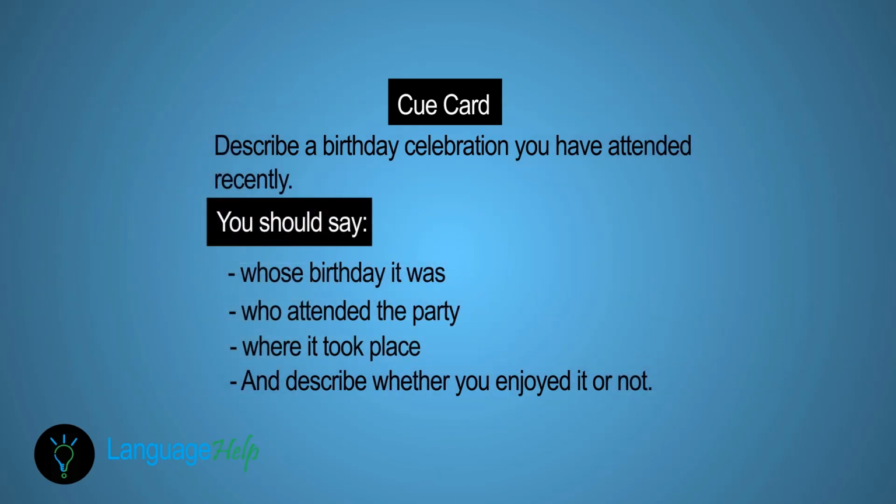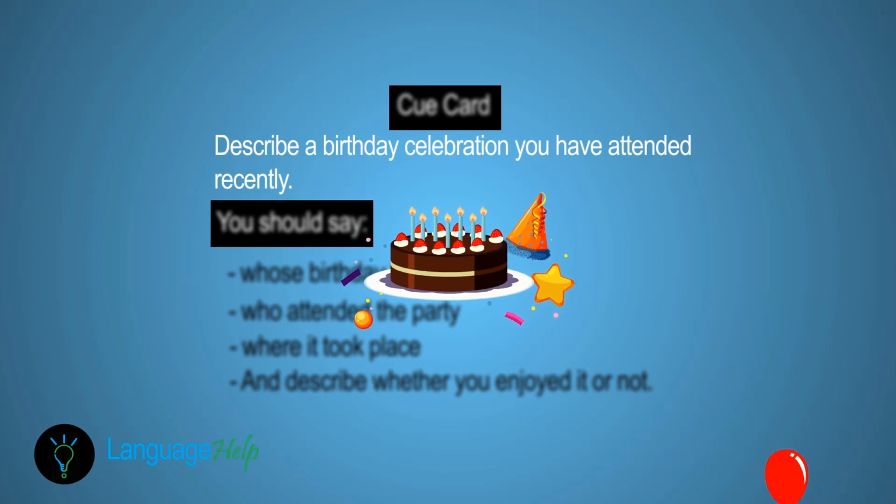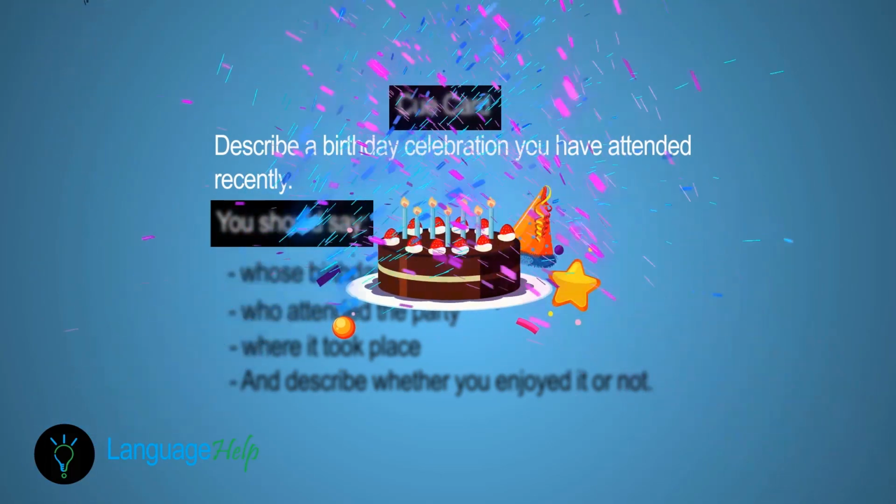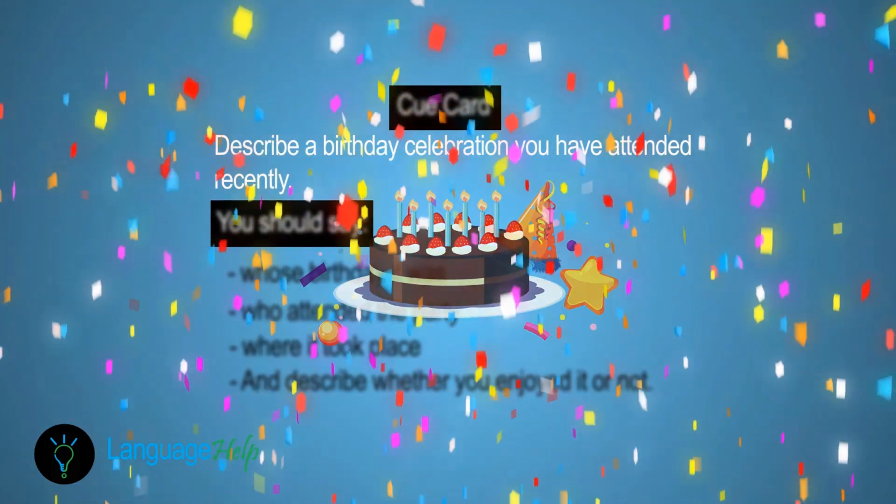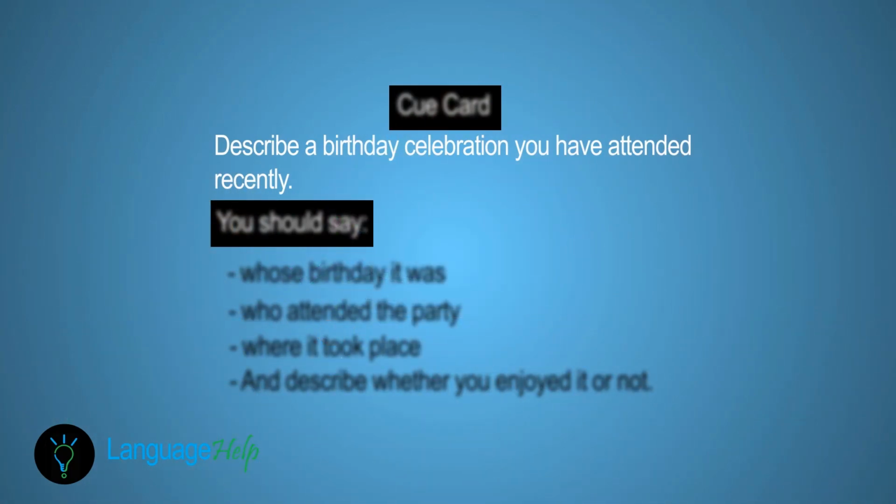Not all questions will be familiar to you, and you're not expected to tell the truth. So you can lie as much as you want, if you want to, that is. In today's example, the cue card question is to describe a birthday celebration you have attended recently. Well, it's a birthday, what's not to like? The cake, the confetti, the balloons, the cake? Let's discuss the cues and see what we can do.